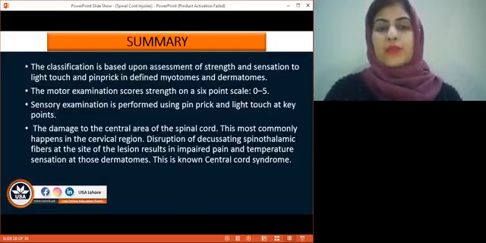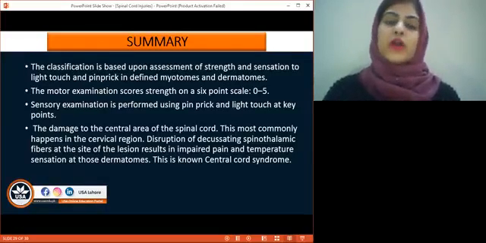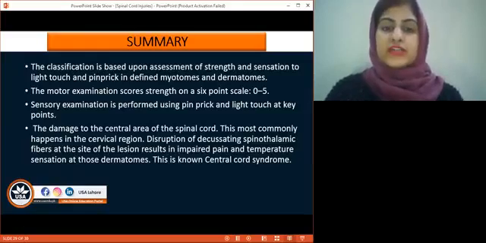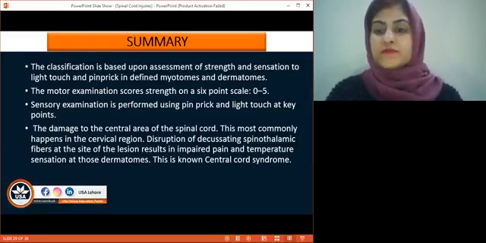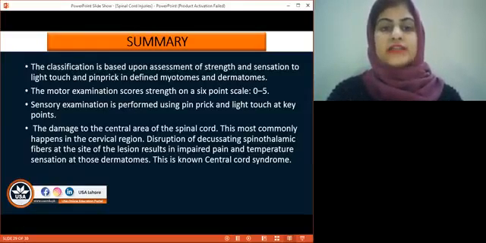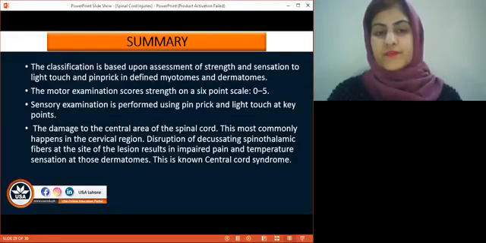So now we will have a quick review, a quick summary of what we have studied in spinal cord injuries. The classification is based upon assessment of strength and sensation to light touch and pinprick in defined myotomes and dermatomes. The motor examination scores strength on a 6-point scale from 0 to 5. Sensory examination is performed using pinprick and light touch at key points.